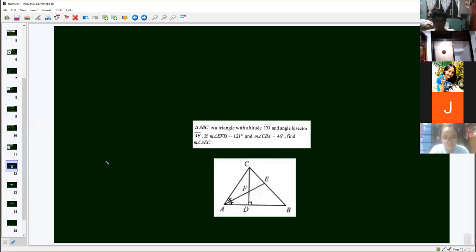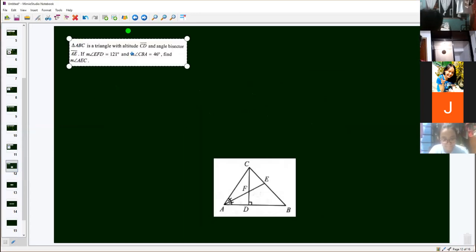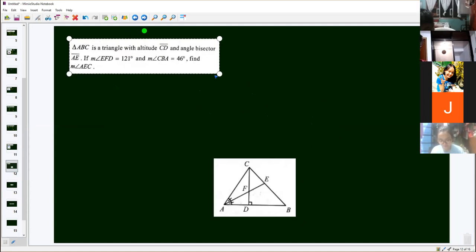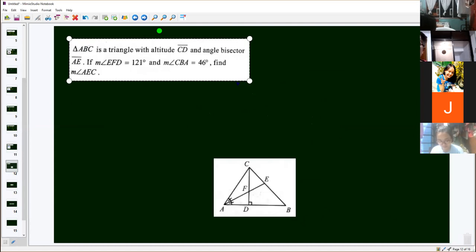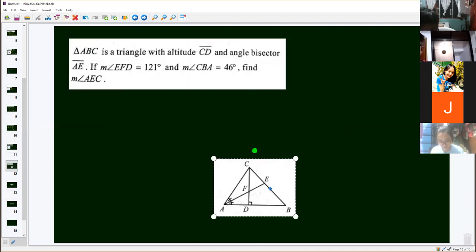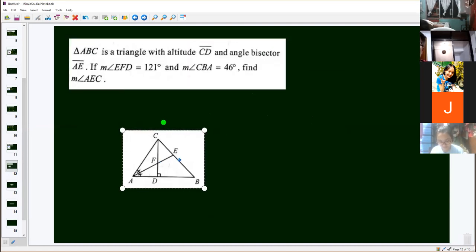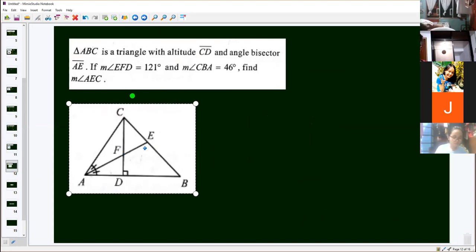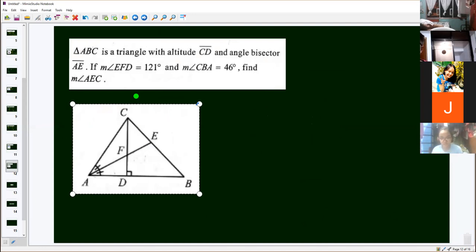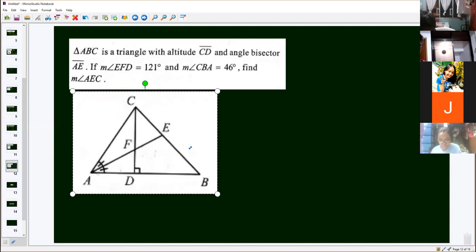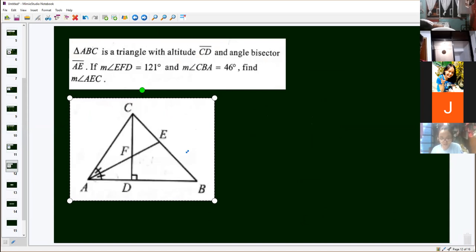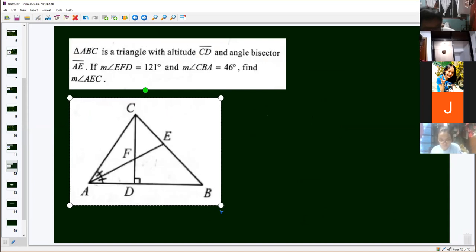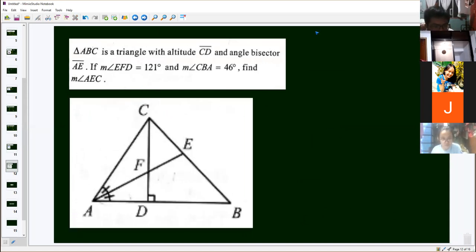There, let's see this problem. Angle chasing, maganda yung mga ganyang problem. Tapusin natin to. Let's have 3 more. ABC is a triangle with altitude CD and angle bisector AE. If FD is 1 to 1, CBA is 4-6, what is AEC? So there, daming pwedeng gawin dyan. Angle chase. Go guys.